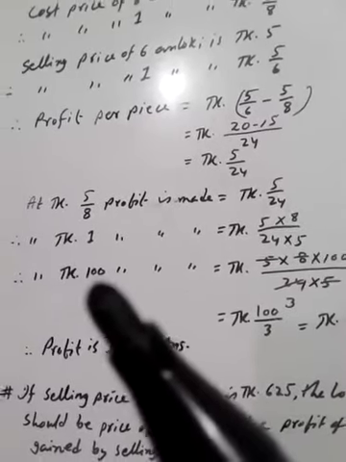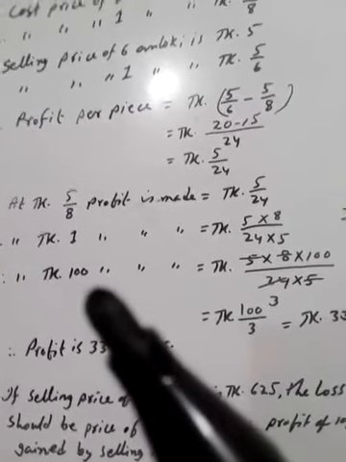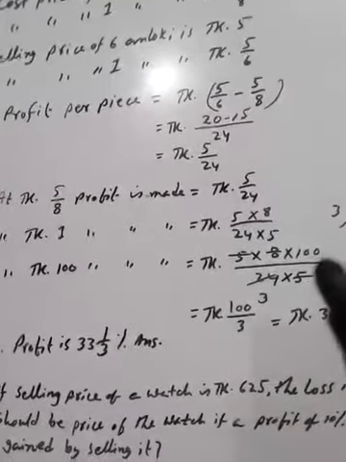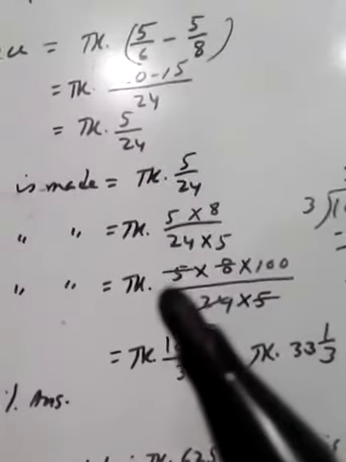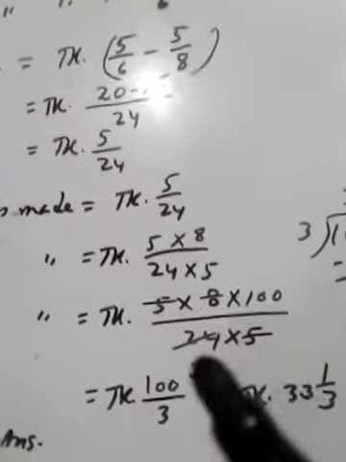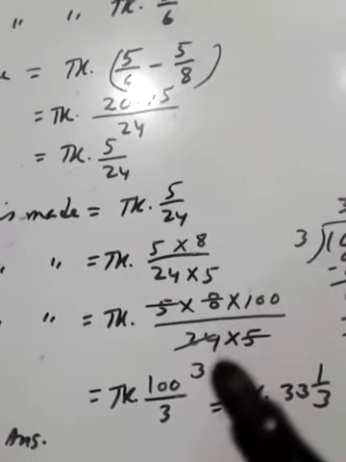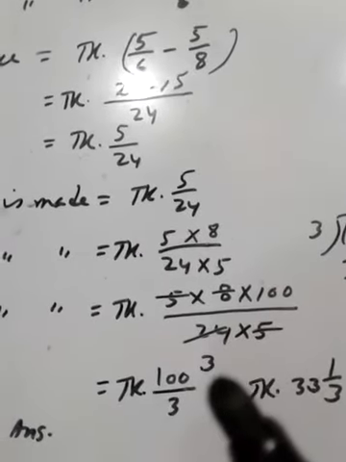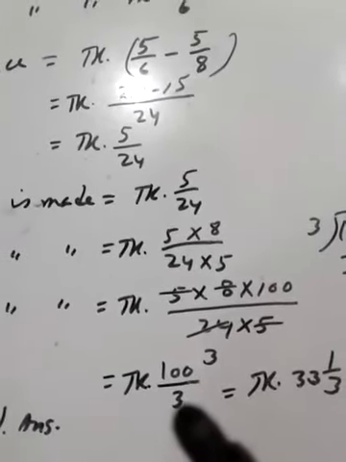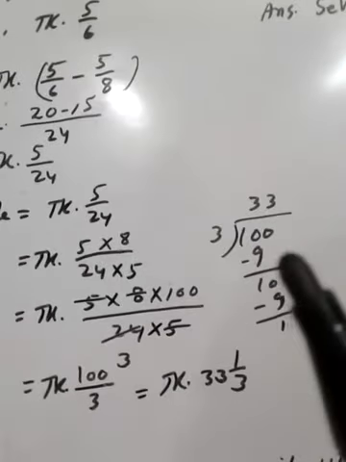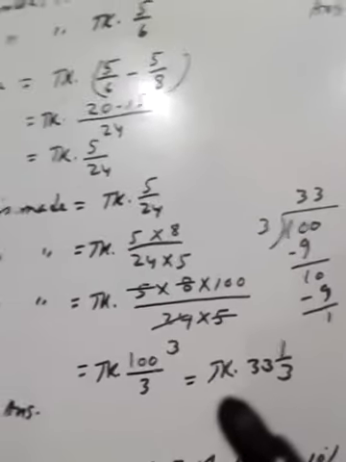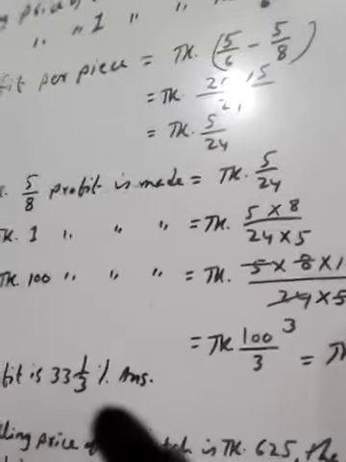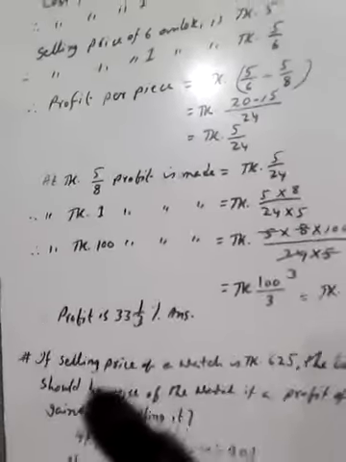Then on 100 taka, 100 is greater than 1, so it will be multiplied by 100. Now see, 5 and 5 cut. 24 divided by 8 is 3. Then 100 by 3 taka. And dividing 100 by 3, we get 33 whole 1 by 3. Then the profit is 33 whole 1 by 3 percent.